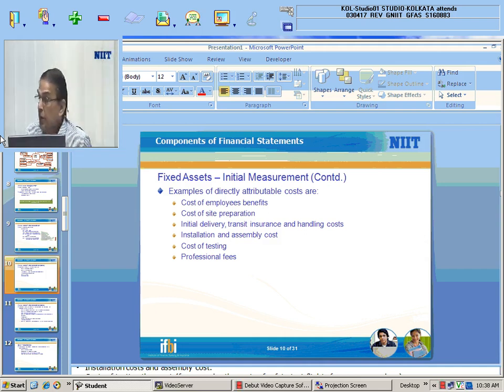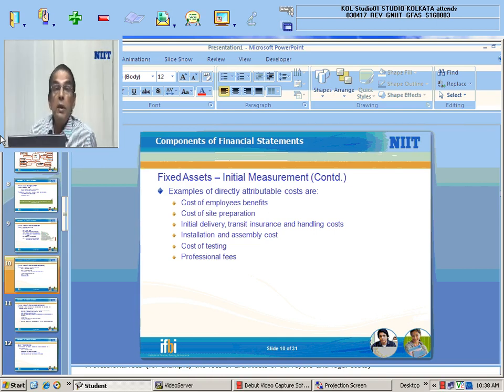The test is basically whether a cost is a directly attributable cost or not. You can understand only by considering whether, without incurring that cost, the acquisition could have been possible. If without incurring a particular cost the acquisition could have been possible, it is not directly attributable. But if without incurring that cost, we could not have acquired or constructed the asset, then it has to be treated as a directly attributable cost.